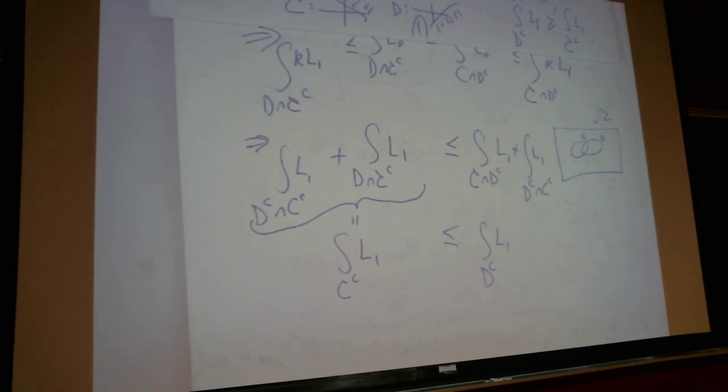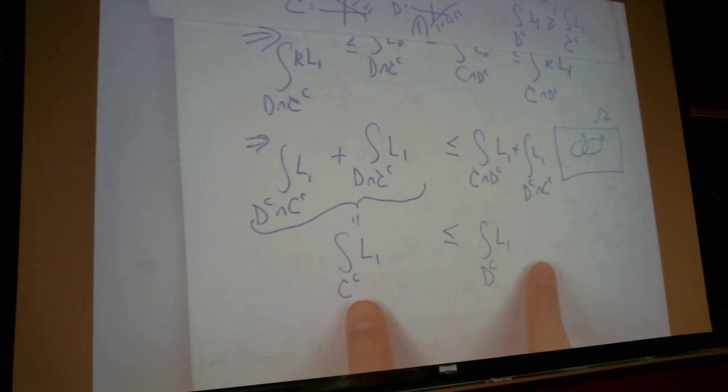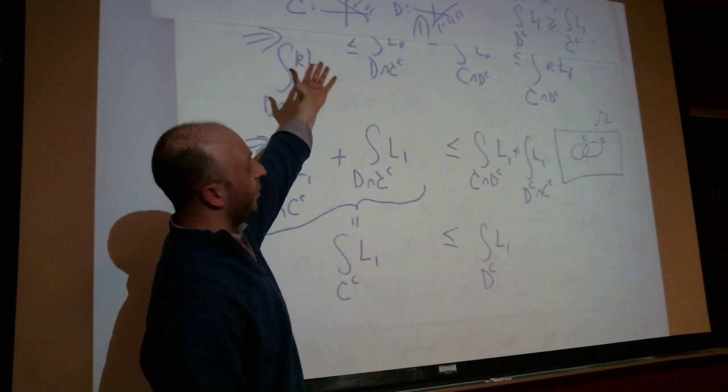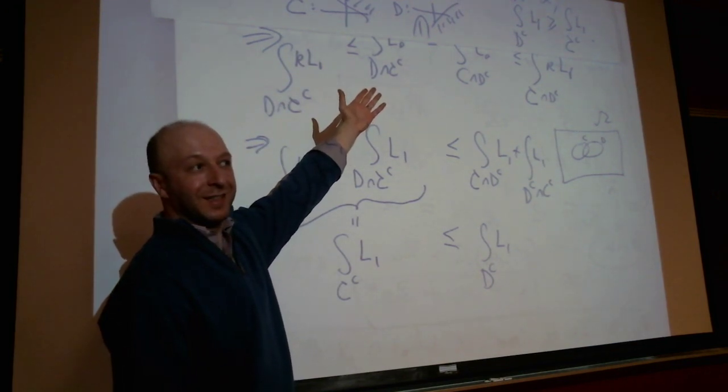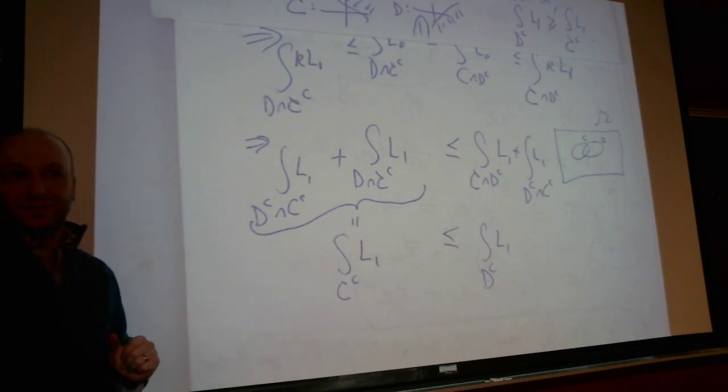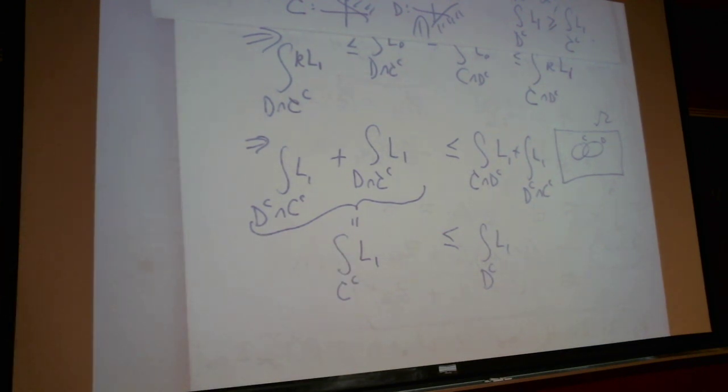So this is the size of the type 2 error when testing using D, and C has a lower type 2 error, in other words, a larger power. And this was for any D. We knew nothing about D other than it's a critical region of size alpha. If that's true for any D, then C is a most powerful critical region of size alpha. Okay?